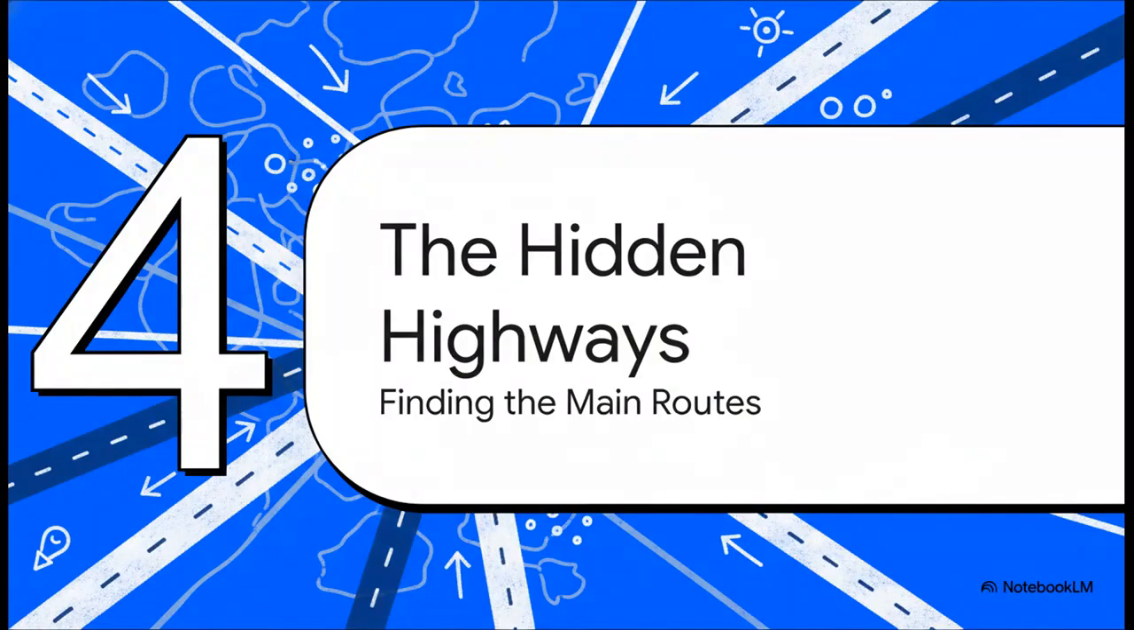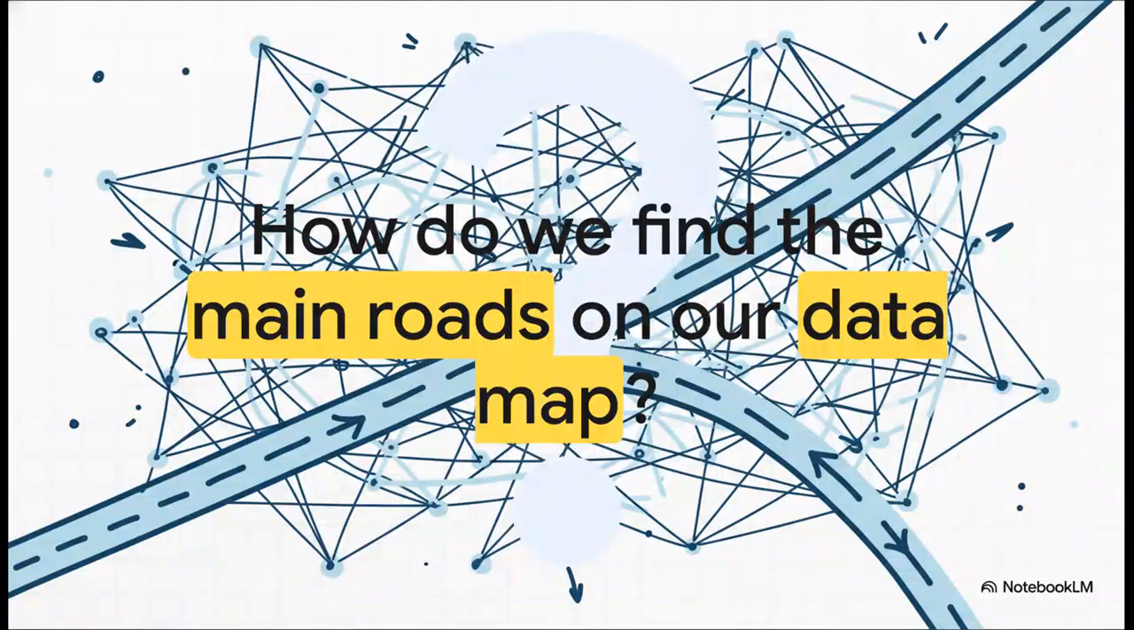So we've got our survey map, which is great, but it's still way too detailed. It's got every little bump and dip. To make this map really useful, we need to find the main routes through all that data. We need to find the hidden highways. And this brings us to the most important question of all.